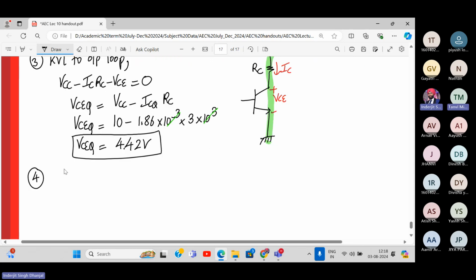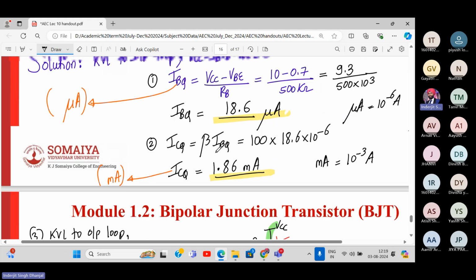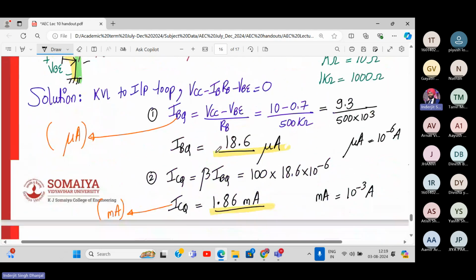Yes, sir. Next will be the stability factor, which is 1 plus beta, which is very simple, 1 plus 100. That will be 101. Next, I have to calculate VB, VC and VBC.